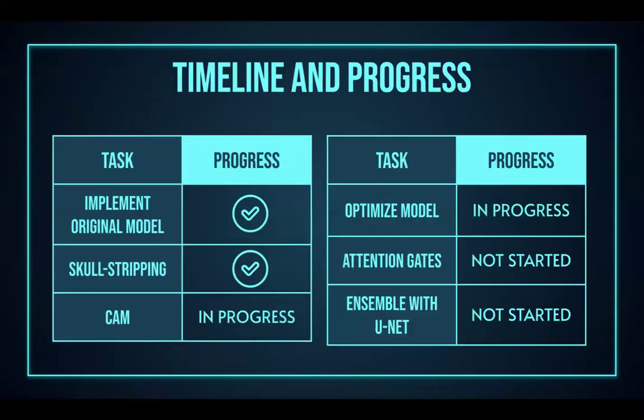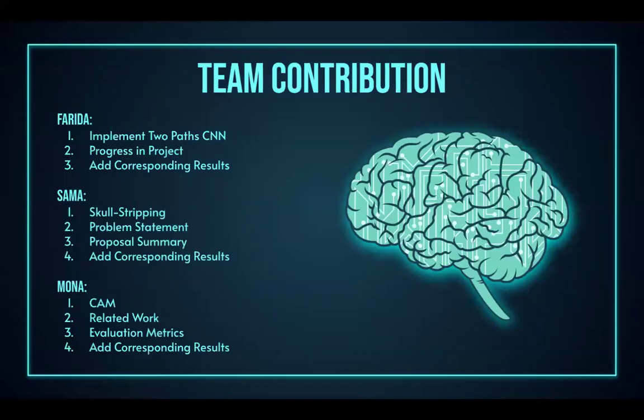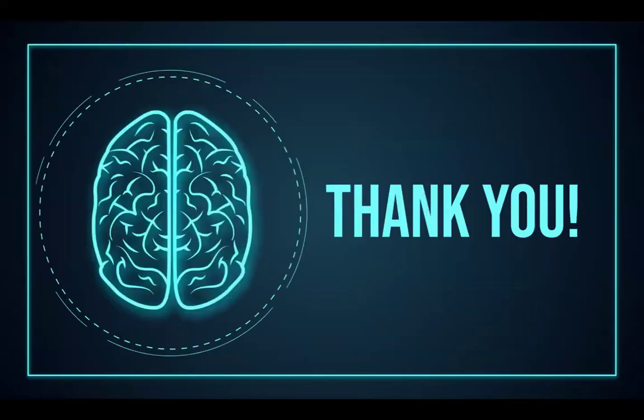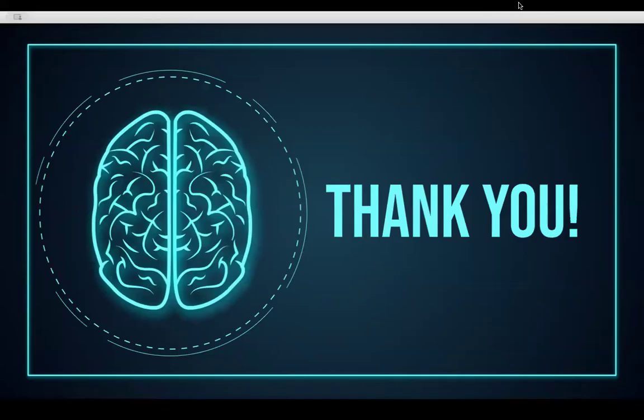So this is our progress so far in a checklist. As I said, we did the model implementation, we did the skull stripping, we started with the CAM. Now we need to optimize the model further. We need to add the attention gates, and lastly, we want to implement a UNet model and ensemble it with the two-path CNN. And this is our team contribution, and that's it.